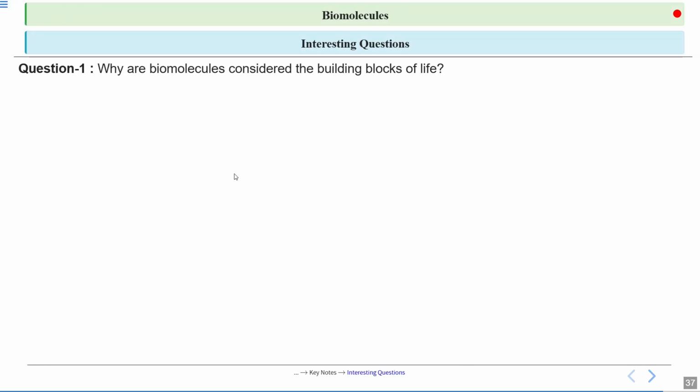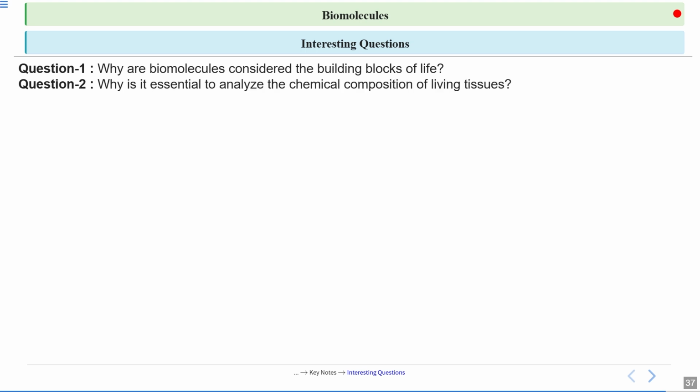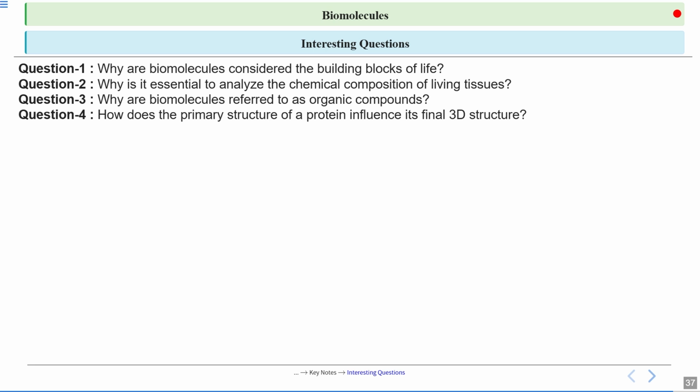Now there are some interesting questions for you. First question is, why are biomolecules considered the building blocks of life? Obviously they are directly involved in growth and development. Then next question, why is it essential to analyze the chemical composition of the living tissues? The next one, why are biomolecules referred to as organic compounds? And then the fourth one is, how does the primary structure of a protein influence its final 3D structure?